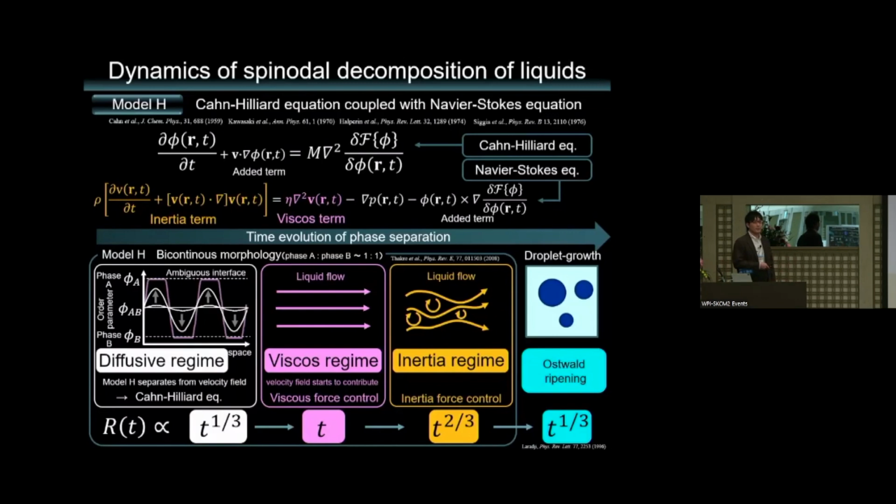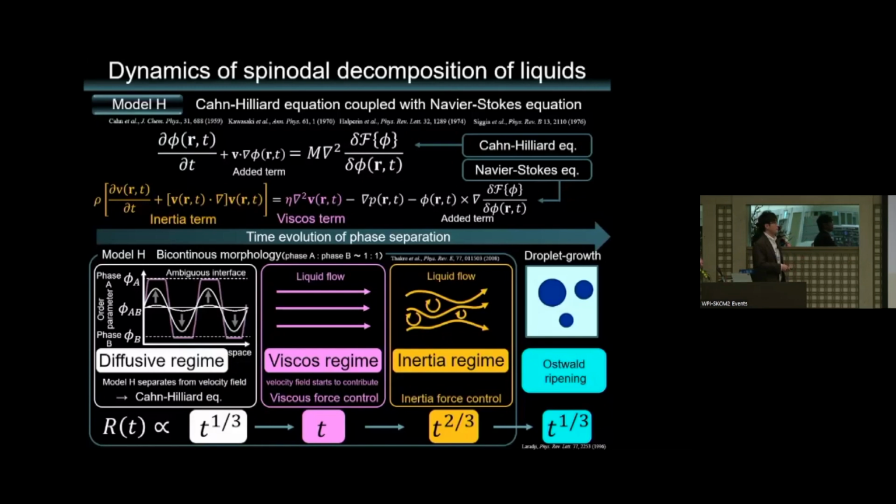in this regime. After the interface between the two kinds of liquid becomes clear, the contribution of the Navier-Stokes equation becomes evident. The regime moves from the diffusive regime to the viscous regime, governed by the viscous force of the liquid flow. In this regime, the power is predicted to be 1. After that, the fluid flow requires the inertial force, and the regime moves from the viscous regime to the inertial regime. In this regime, the power is 1/3.